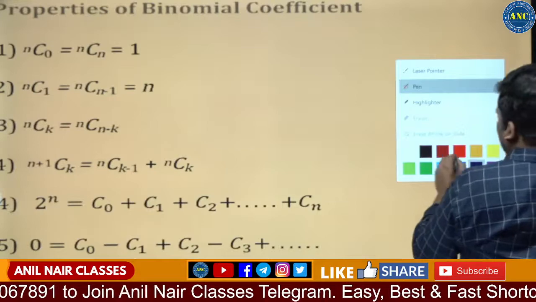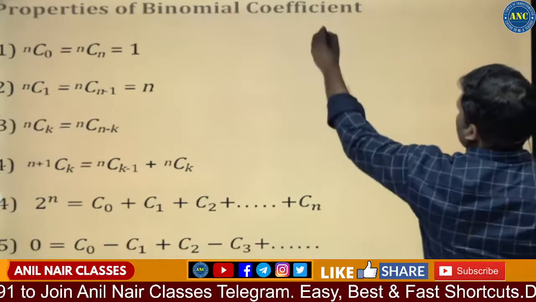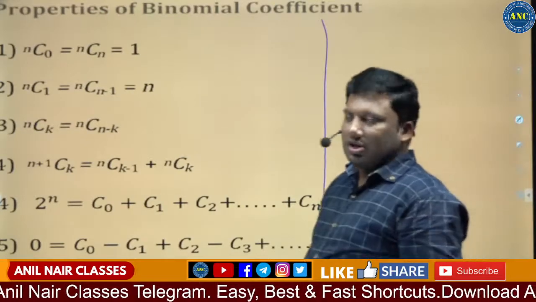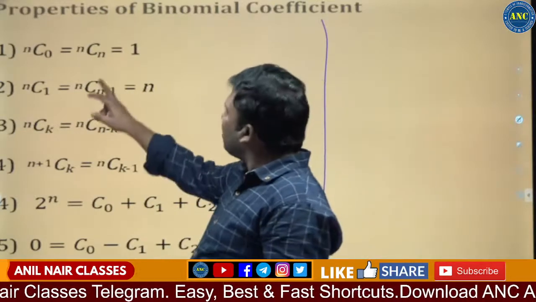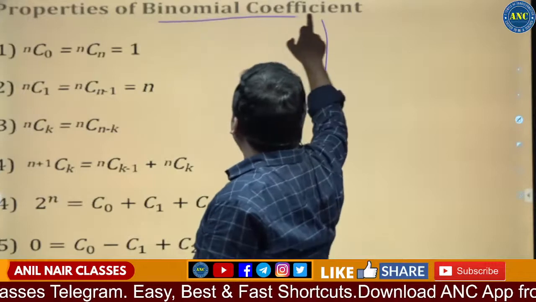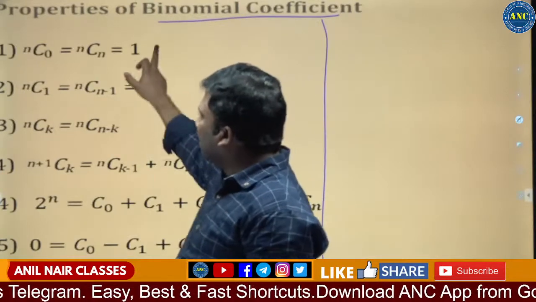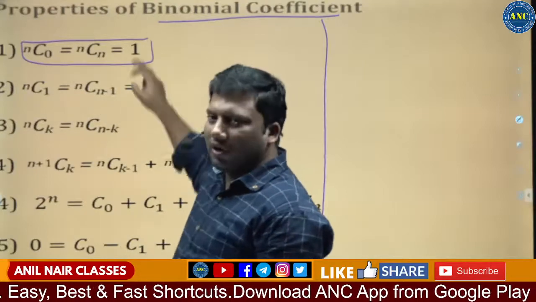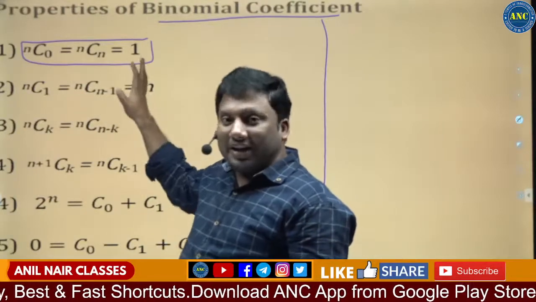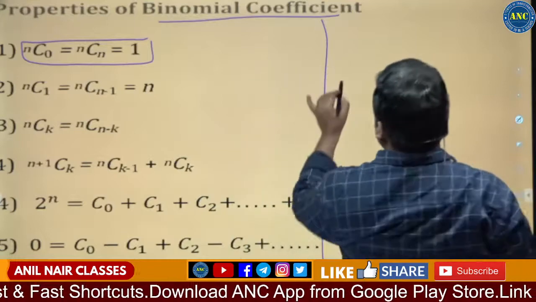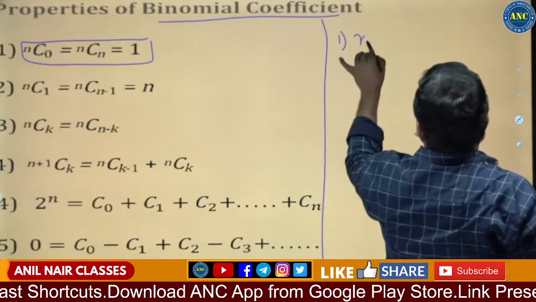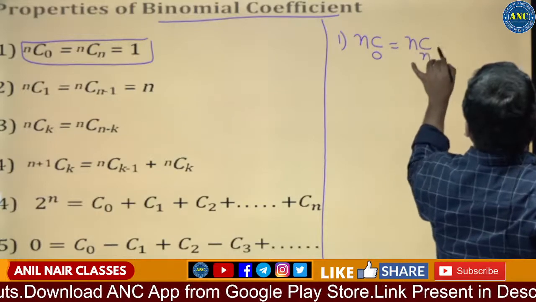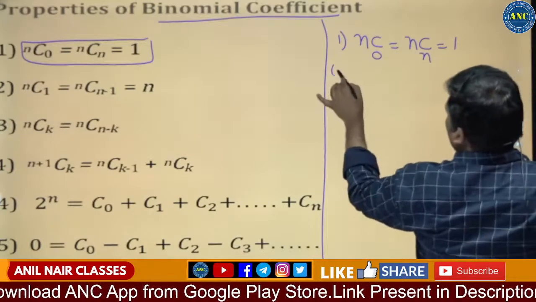Now another very, very important concept. One by one we will discuss. First important property of a binomial coefficient: NC0 is equivalent to NCN, equivalent to 1. Please do not mug it up. I will tell you in a very logical way. NC0 equivalent to NCN equivalent to 1.